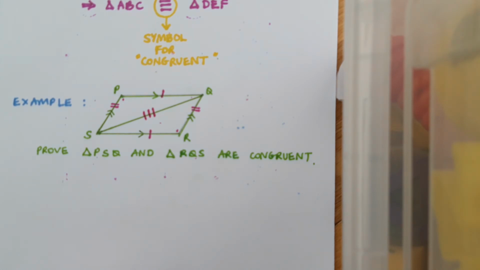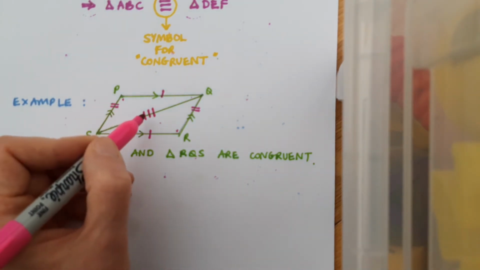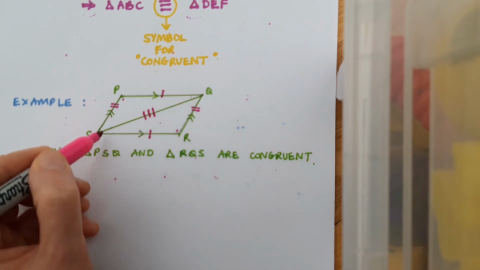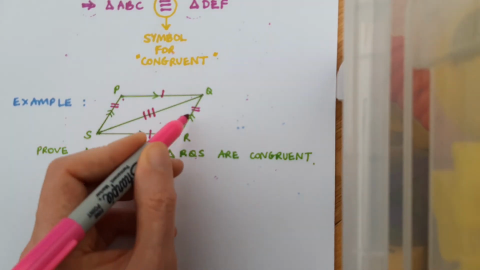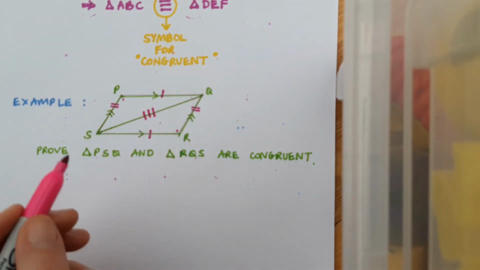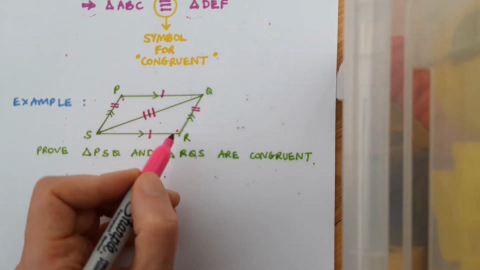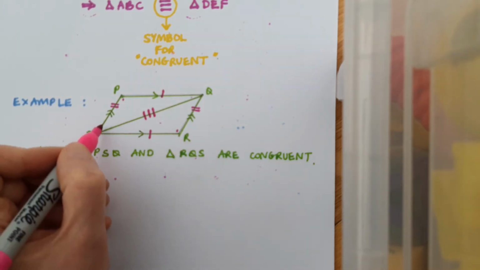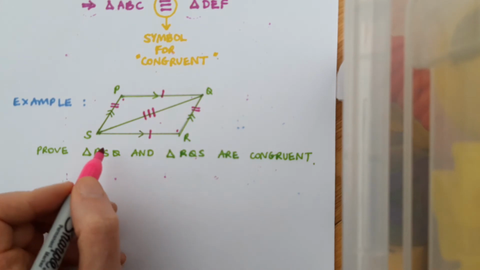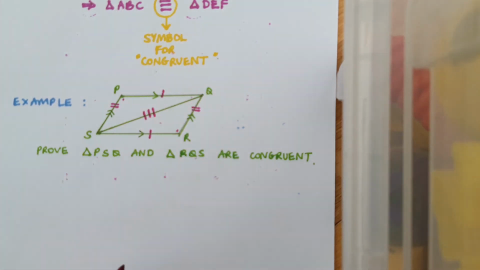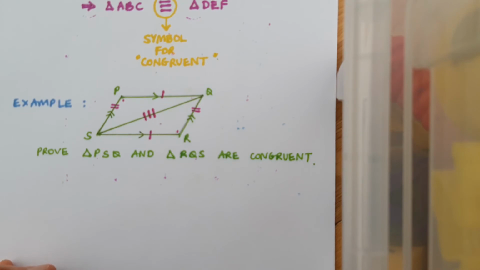Either of those observations are valid, and you can see that in the case where I mark in SQ, then I'm going to be able to use side, side, side, SSS. In the case where I focus on the angle at P and the angle at R, I would be able to use side, angle, side. Either approach is totally fine. I'm going to go with the side, side, side option.